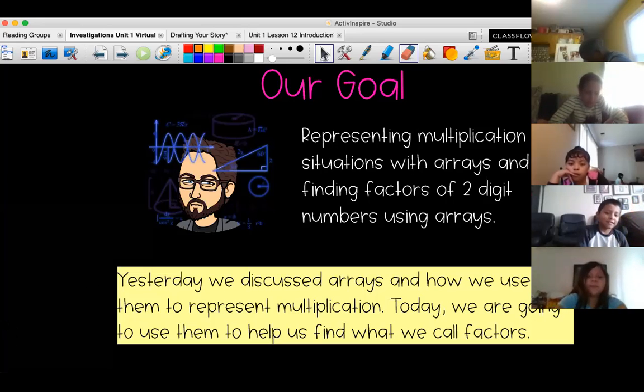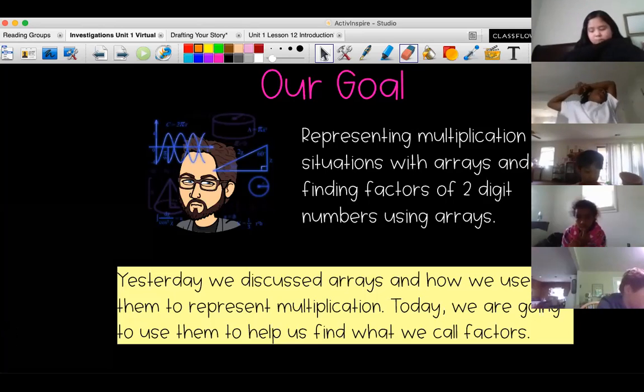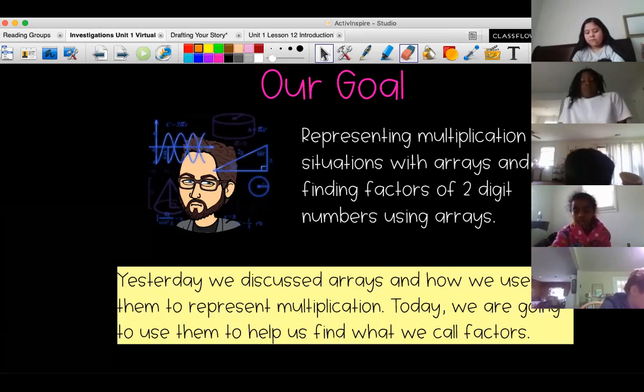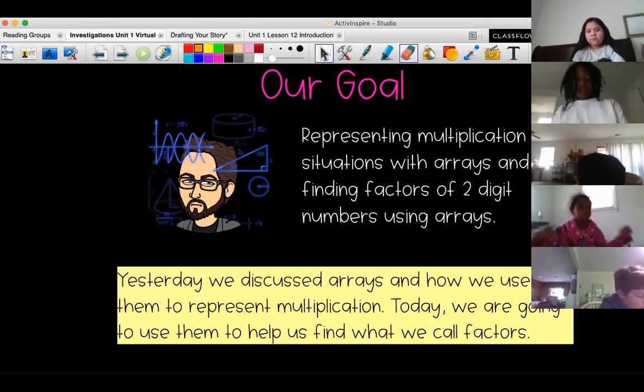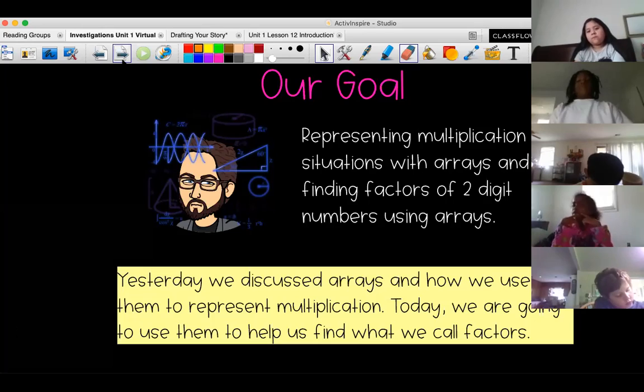Yesterday, you guys, we looked at arrays and using arrays to represent multiplication and coming up with equations based on those arrays. Today, we're going to take a step further, right? We're going to use arrays to help us find what we call factors of a number. We talked about factors before, but remember, those are the two numbers you multiply together to get a product. We're going to look a little bit more in depth at finding all the factors for one number, and we're going to use arrays to help us do that.